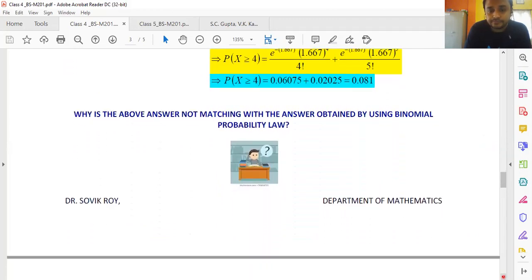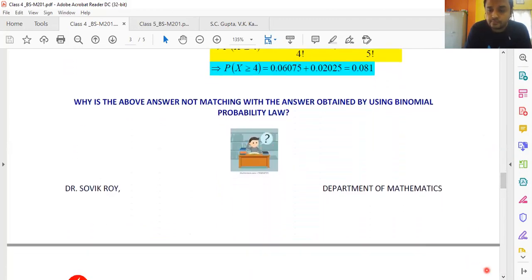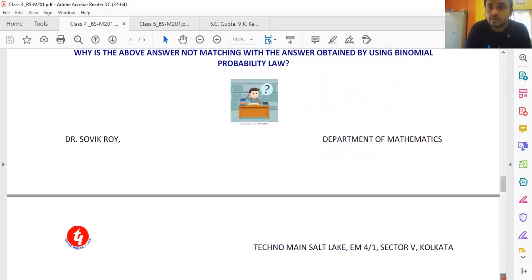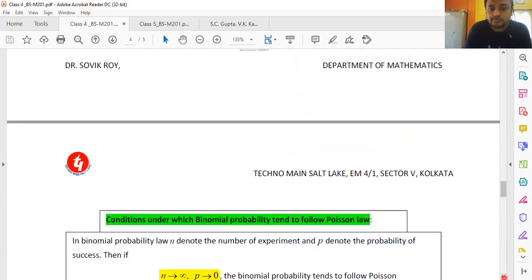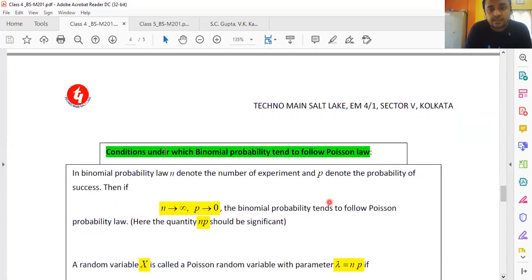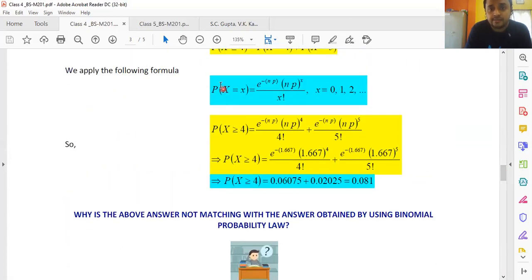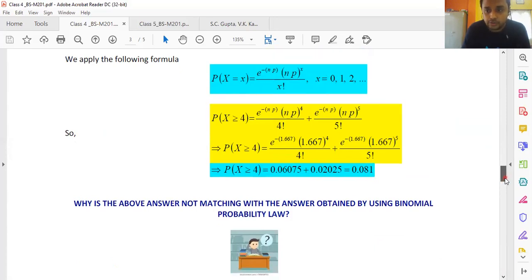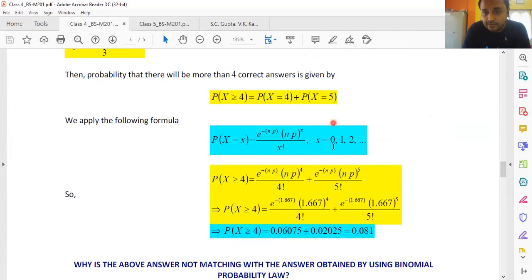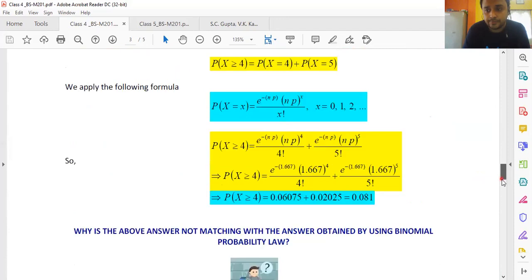So you are always there to confuse me also. Conditions under which the binomial probability law tends to follow the Poisson law. The probability which I have applied over here, probability of X equal to small x, this is not the binomial distribution formula. This probability is called the Poisson formula. And below you can find the actual definition of the Poisson law.